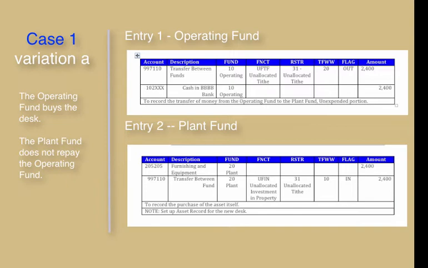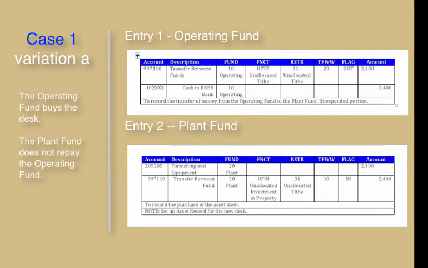The flag code, because this is the transfer account, we require a flag. The flag will be in, indicating the resources have come into this account. This entry records the purchase of the asset itself. This is also when you would set up the asset record for the new desk. And those are the only entries that we need for this particular variation on the case.